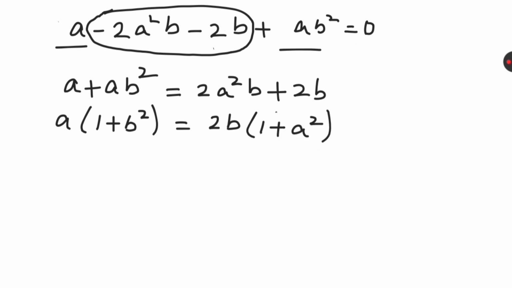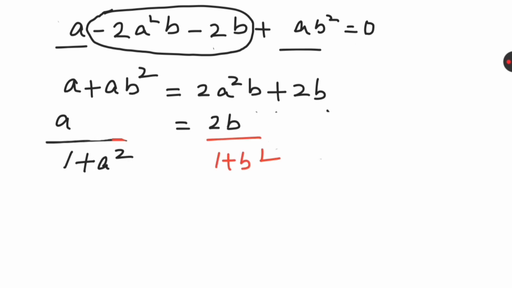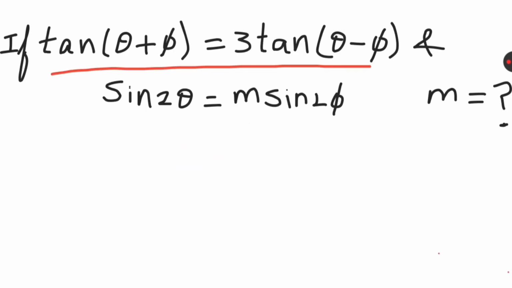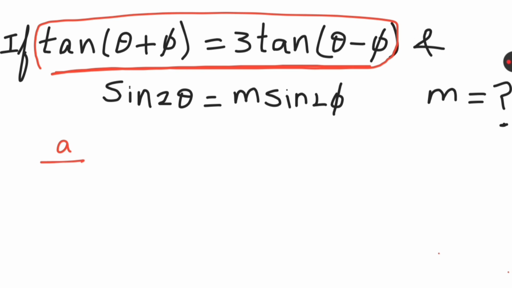Let's take all the a terms on one side and all the b terms on one side. So what we get here? a over (1 + a²) is equal to 2b over (1 + b²). Using the first condition, we got a over (1 + a²) equal to 2 times b over (1 + b²). This we got.